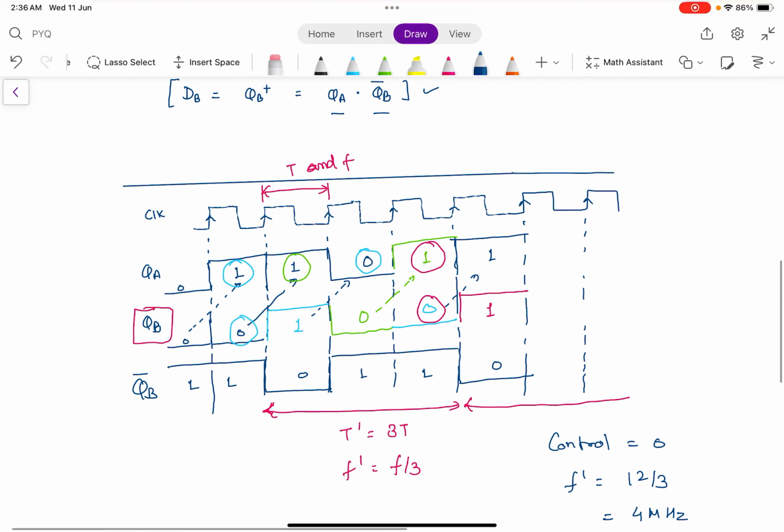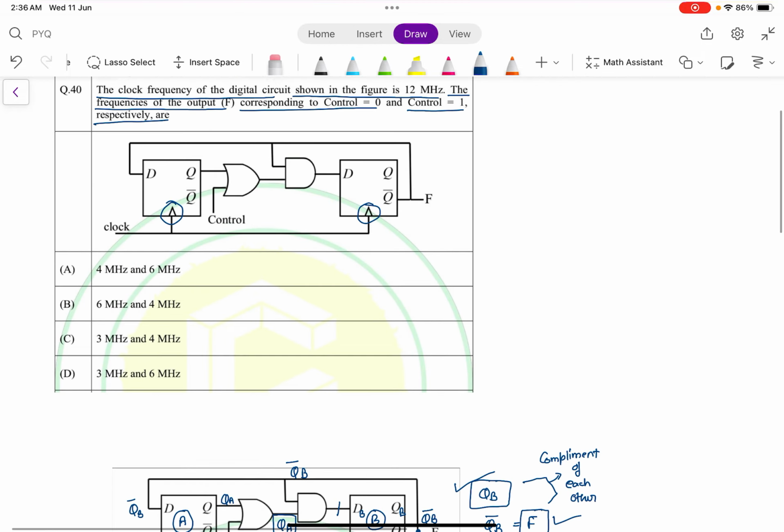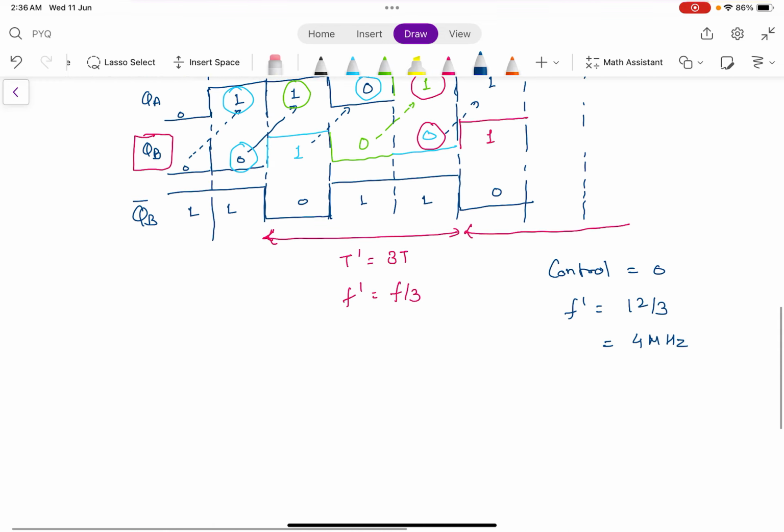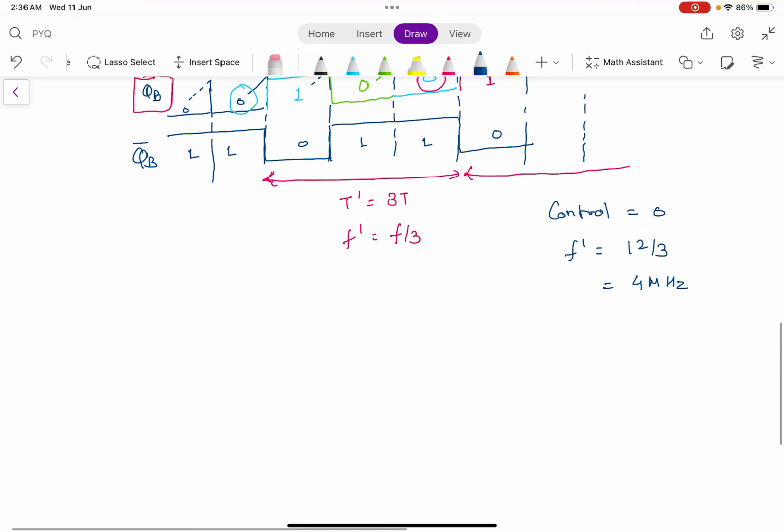What will change when your control signal becomes 1? Although you can find that 4 megahertz is only one of the options, so option A would be correct, but let's find how 6 megahertz comes for control signal 1. Now if your control signal is 1, let's again write the expression for control signal 1.